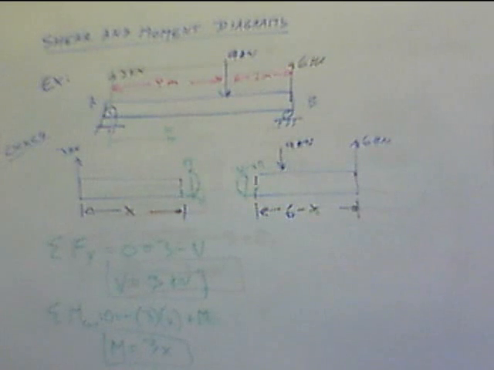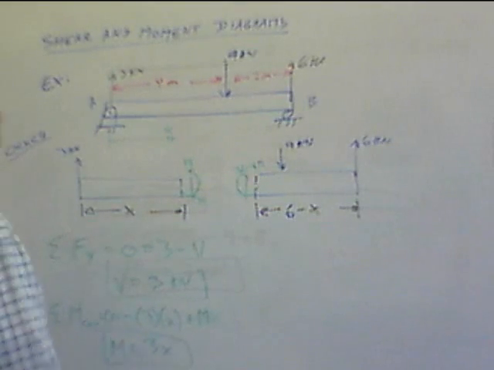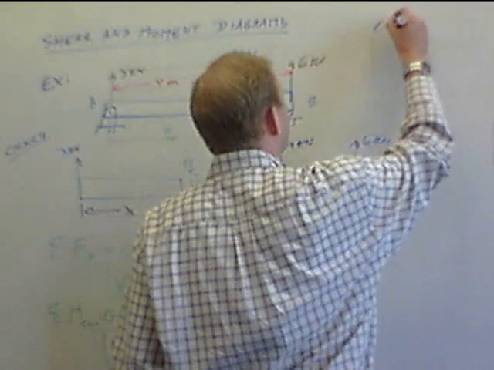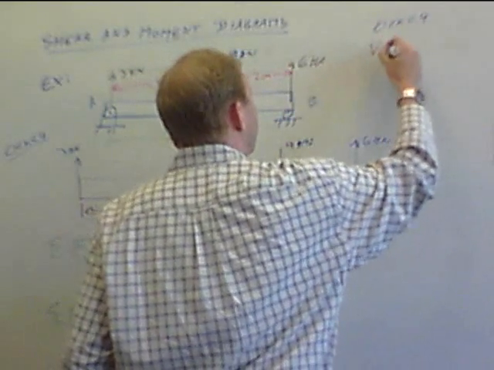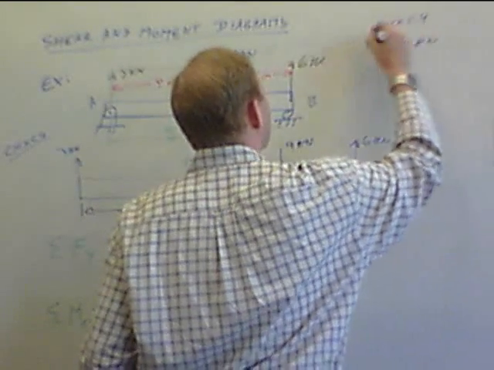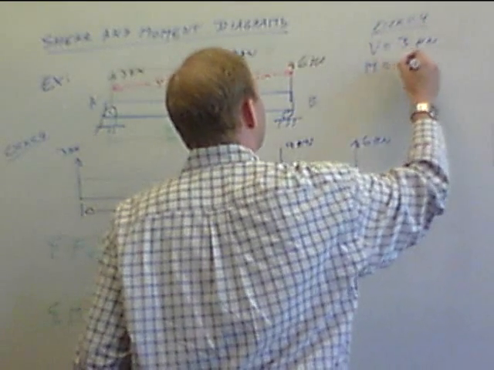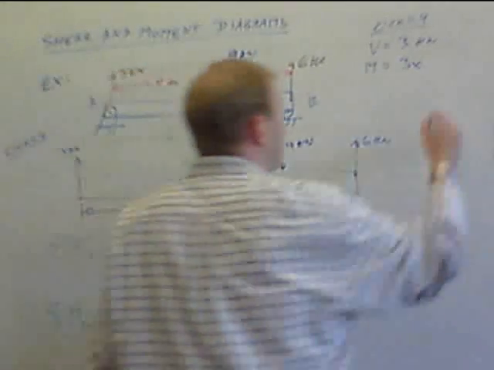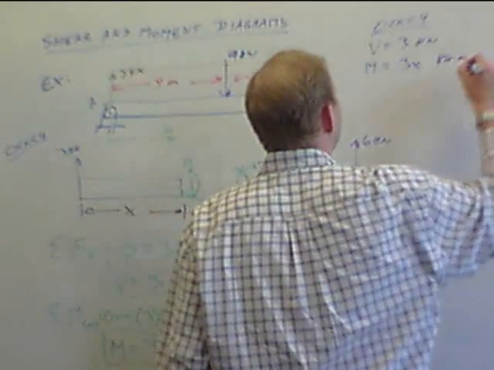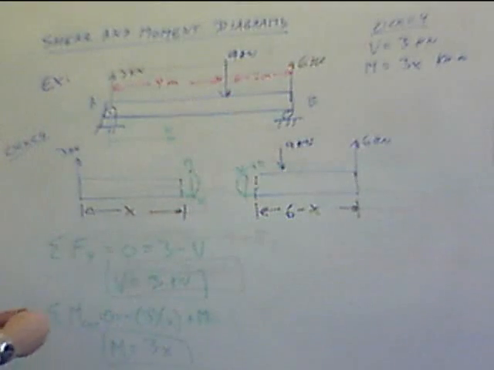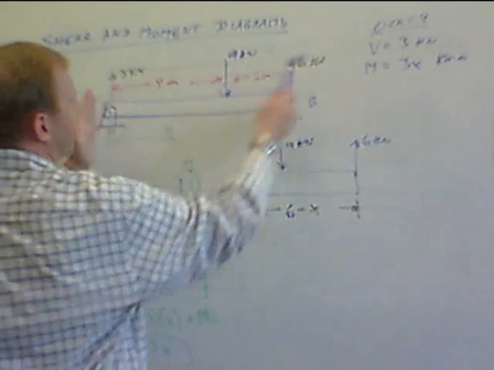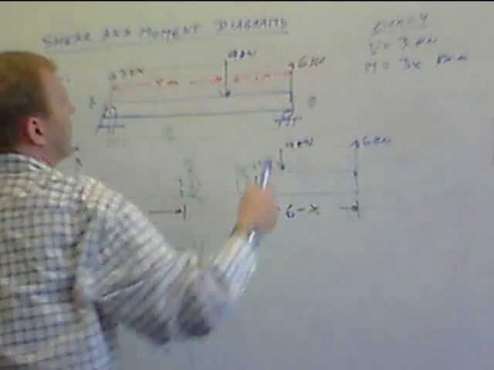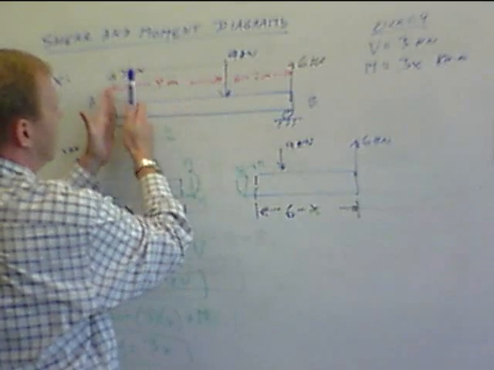So we found our shear and moment relationships from 0 to 4. So we have, for 0 less than x less than 4, that shear is 3 kilonewtons and moment is equal to 3x, and the units are kilonewton meters. Essentially what was shown here is that from 0 to 4, anywhere in this range, the internal shear force is 3. Within this range, the moment increases.